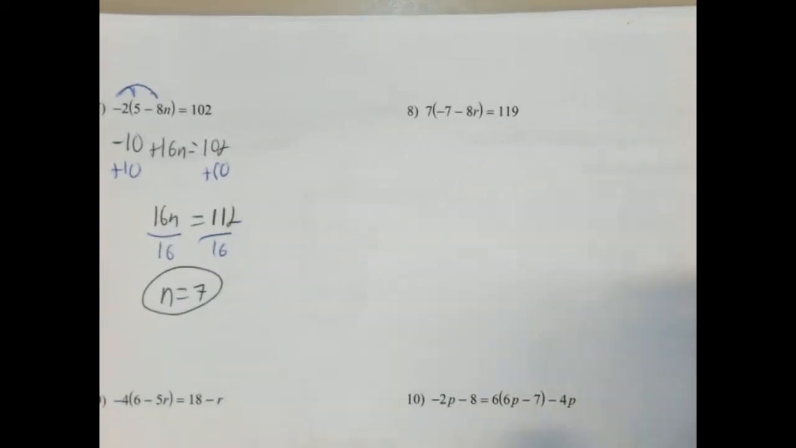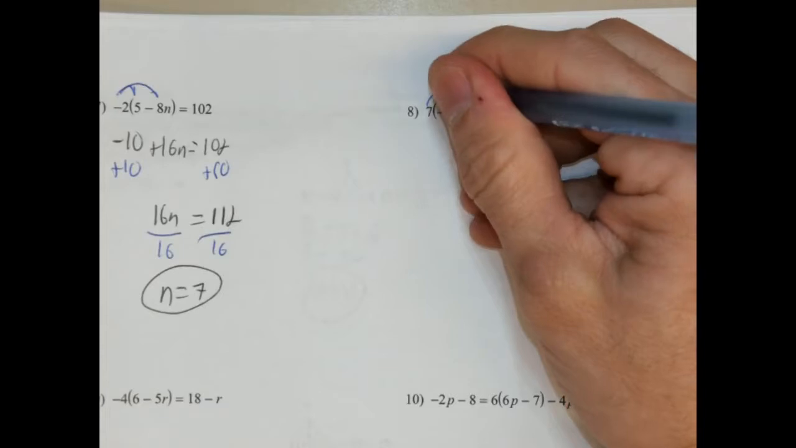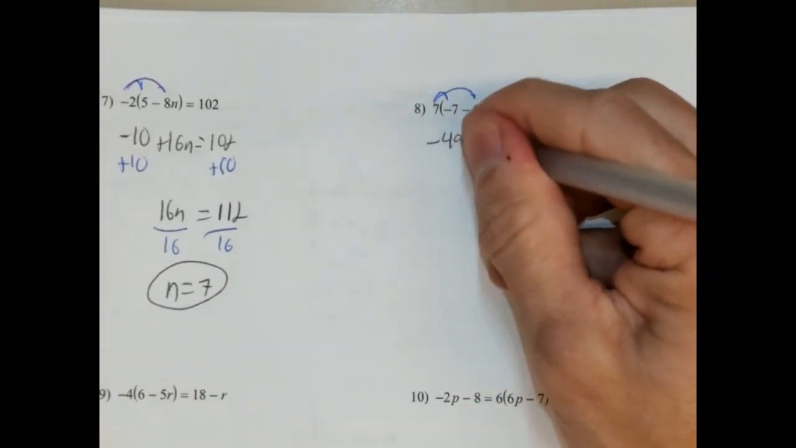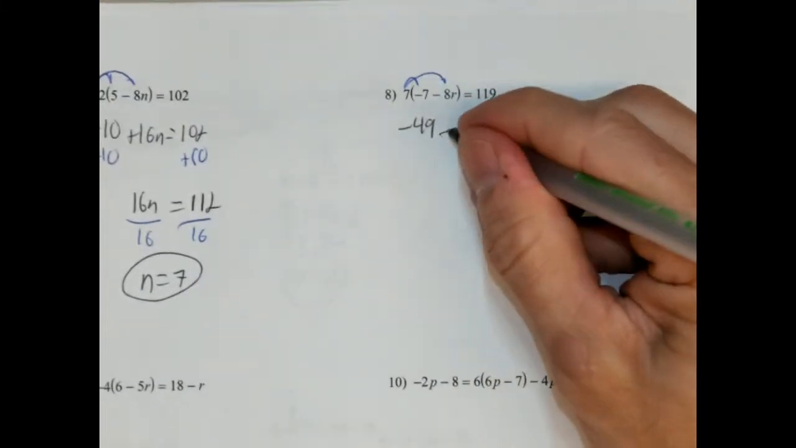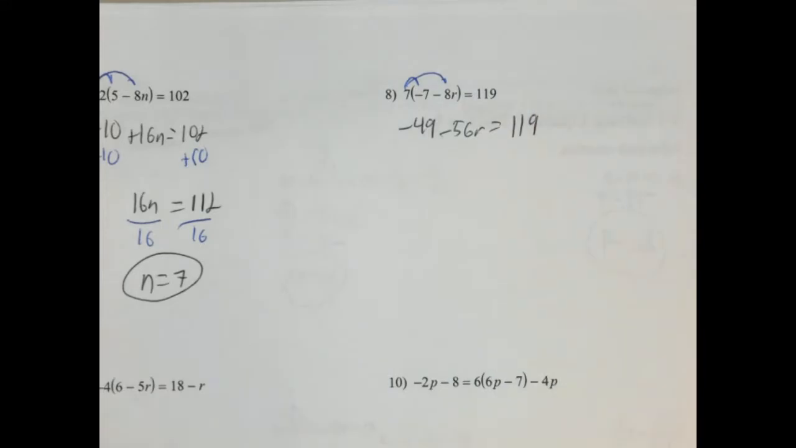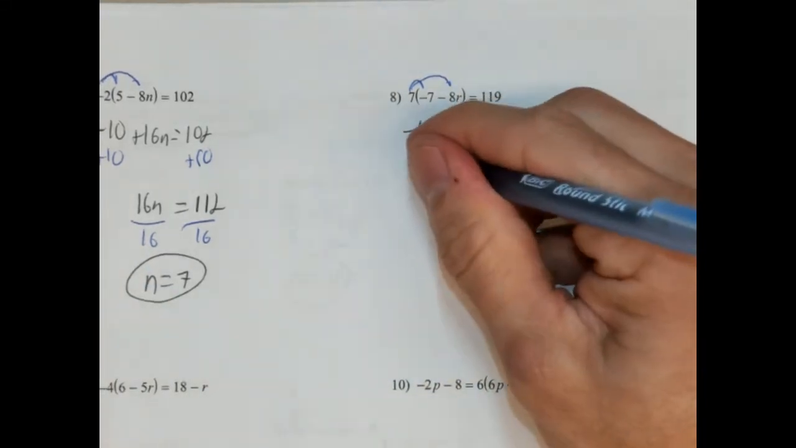Okay. Here, we're going to distribute the 7. So 7 times negative 7 is negative 49. 7 times negative 8r would be negative 56r. And bring down 119. We're going to add 49 to both sides.